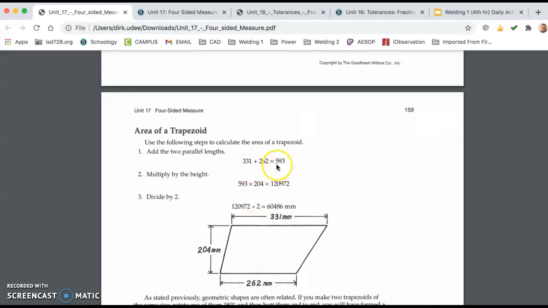That number is 593. Then take that total of your two parallel lengths and multiply by the height. So here we have our height of 204 millimeters. Take that answer and divide it by 2. So this is the step you're going to do for the area of a trapezoid.